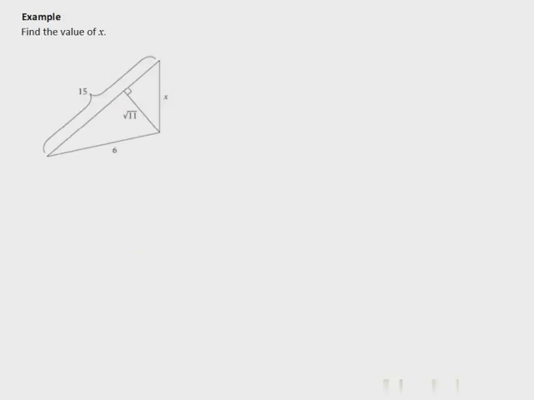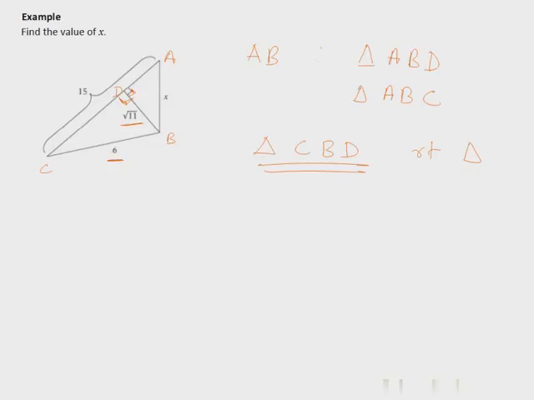Find the value of x in this figure. A, B, C, D. So x is side AB of triangle ABD and of triangle ABC. Okay, the sides given are BC and DB. If this angle is 90 degrees, so is this angle. So now I have a right triangle, triangle CBD. That's also a right triangle. I can use Pythagoras here because two of the sides are known. 6 and root 11 are known.